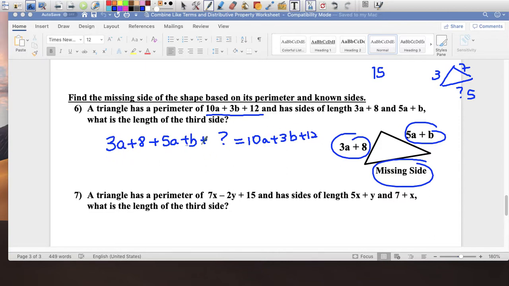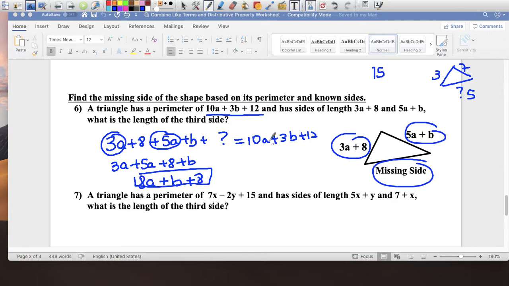So let's add these two, 3a plus 8 and 5a plus b. Can I add anything? Yeah, I can add this guy. That's 3a plus 5a. And the other one is plus 8 plus b, right? Because those two are not going to do much. So 3a plus 5a is 8a. And I'm going to actually bring the variable first. So when I add these two sides, I get that. So I'm going to subtract it from the perimeter, the total.